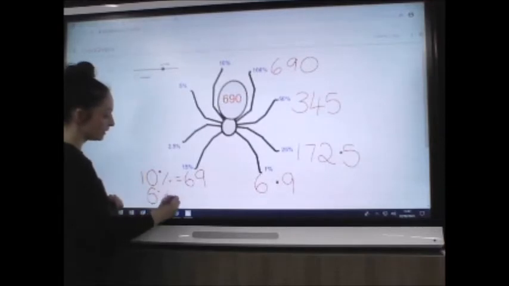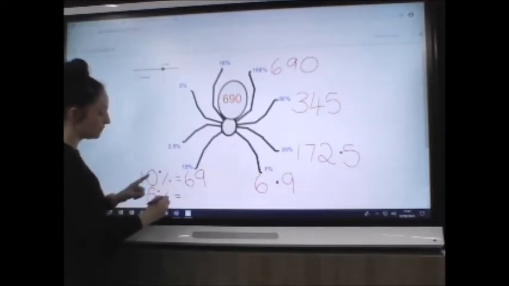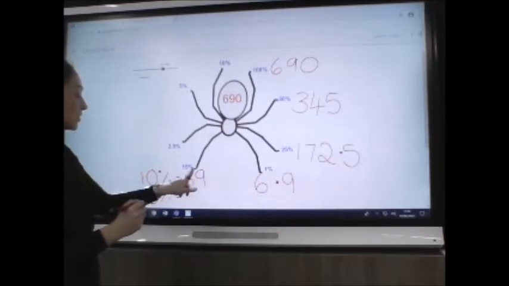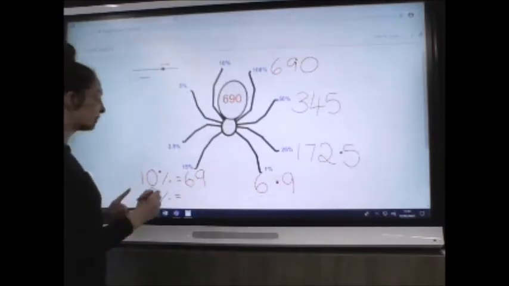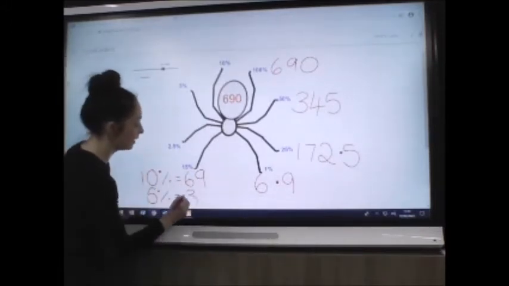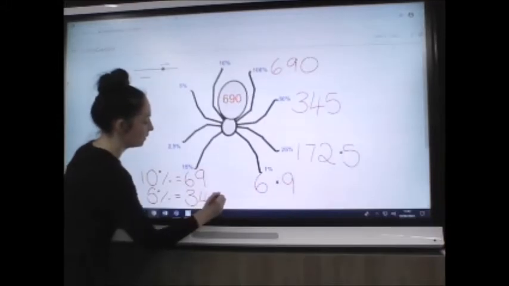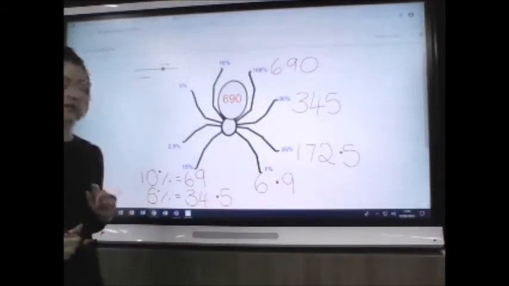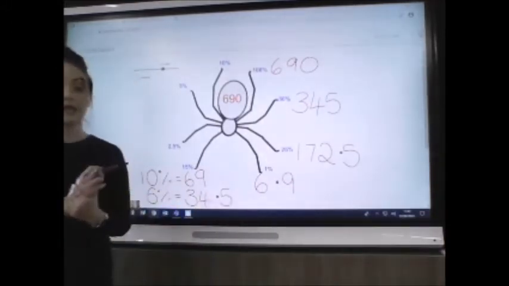5% would be, half of 60 is 30, half of 9 would be 4.5, so it would be 34.5, and then to find your answer, you just add those two together.